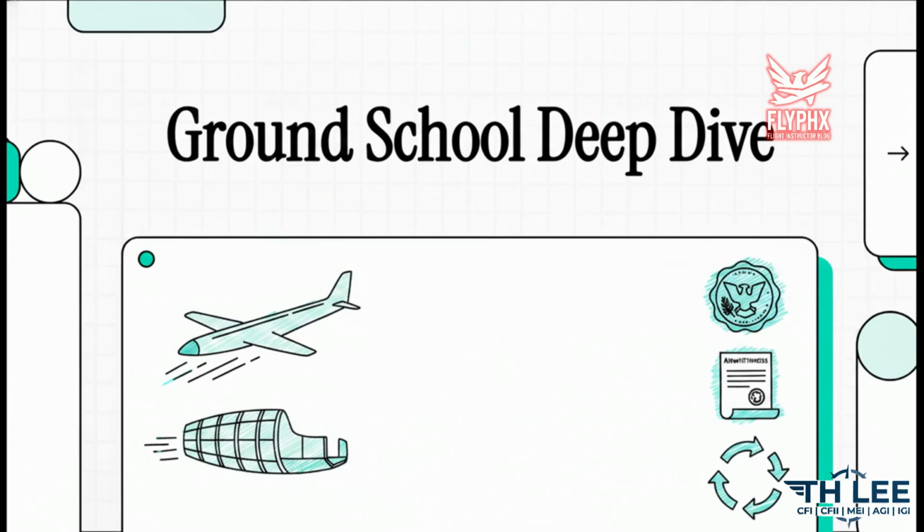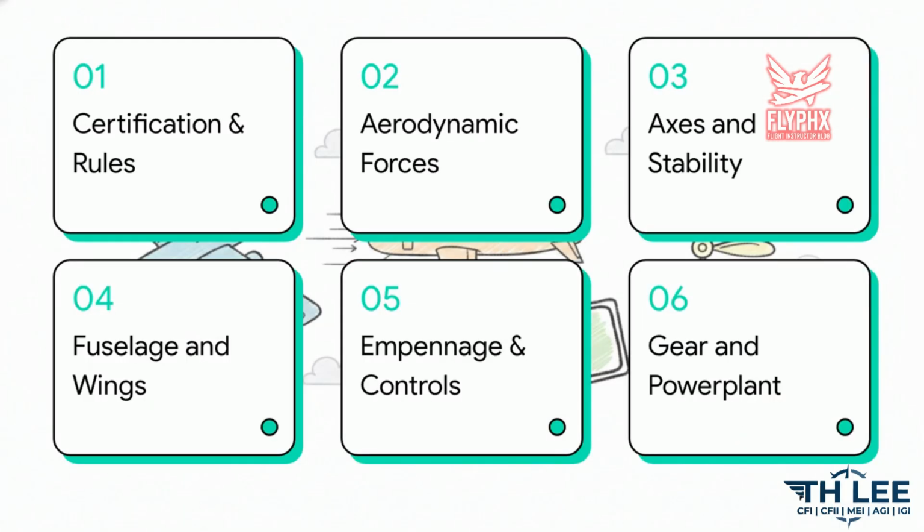We are going to dive deep into the FAA's guidelines to unpack the rigorous standards that keep us safe up there. So get ready. We're leaving literally no technical term, no numerical value, and zero safety warnings behind. As your flight instructor, I need you to understand this syllabus top to bottom. We'll be moving through 6 main areas: certification and airworthiness, the 4 aerodynamic forces, aircraft axes and stability, the fuselage and wings, empennage and flight controls, and finally, the landing gear and power plant. All right, let's just jump right in.